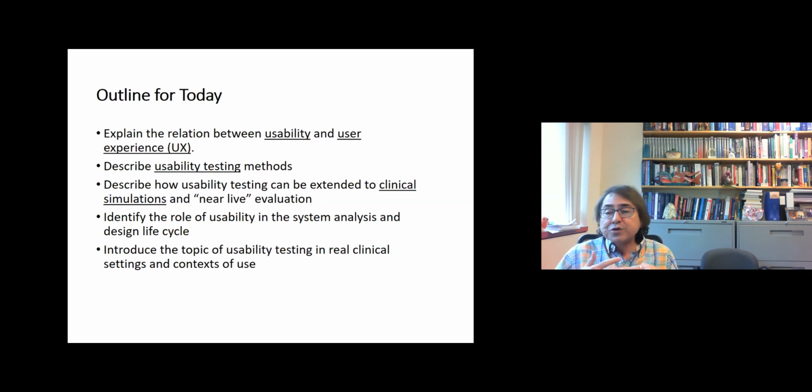We'll talk about how these methods can be extended for what we call clinical simulations and real-life evaluation, and a little bit about the role of usability in the systems analysis and design lifecycle, and moving this into real clinical settings and context, and doing it in a way that's not complex, not particularly complicated, and definitely not expensive.